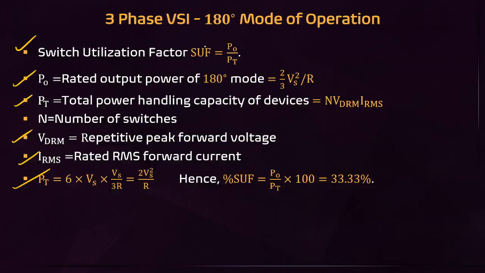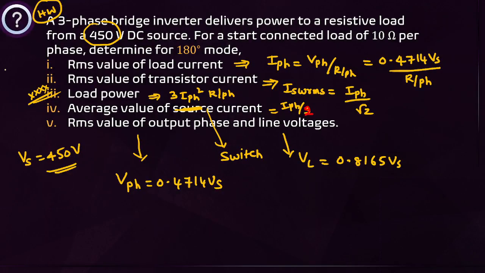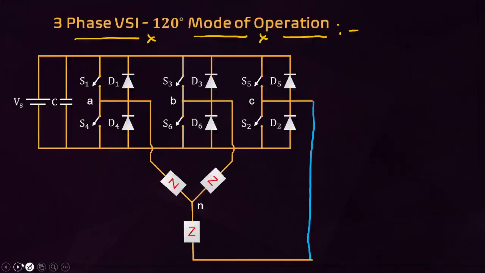In 180-degree mode, what is the switch utilization factor? That is 33.33%. At a time, 3 switches are conducting. And this problem you have to practice with respect to 180-degree mode of operation: what is the phase current, what is the RMS value of switch current, what is the three-phase load power. All the formulas that I have given, please go through them.